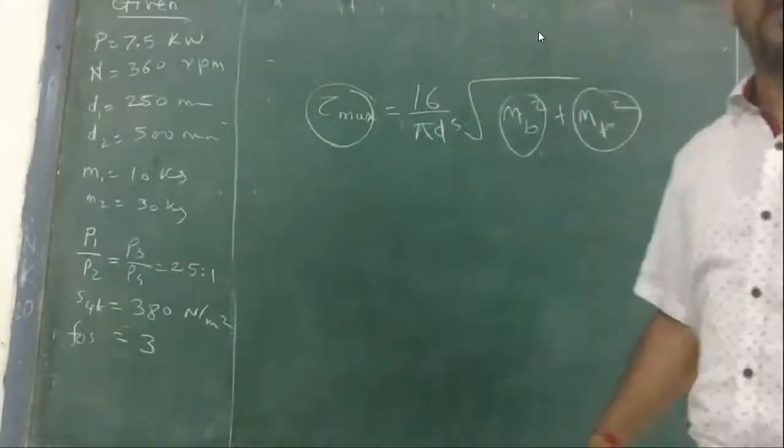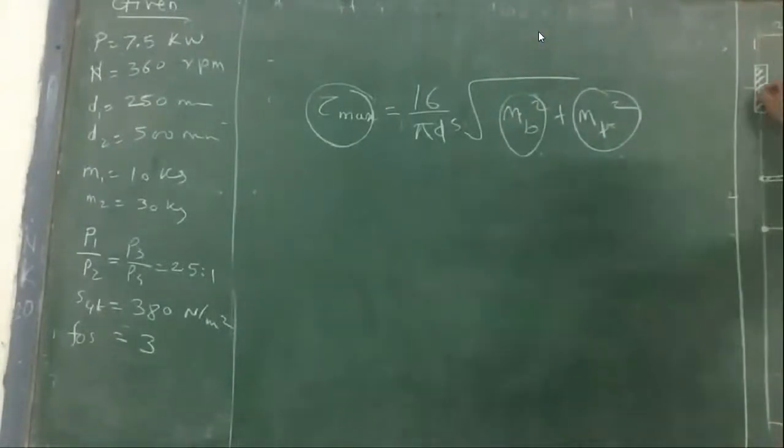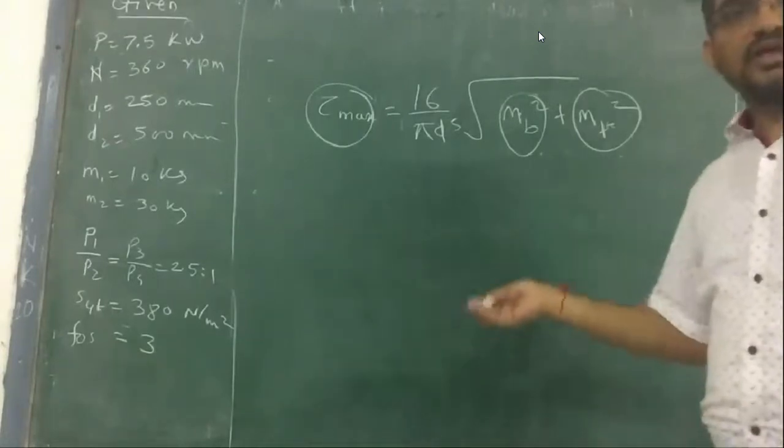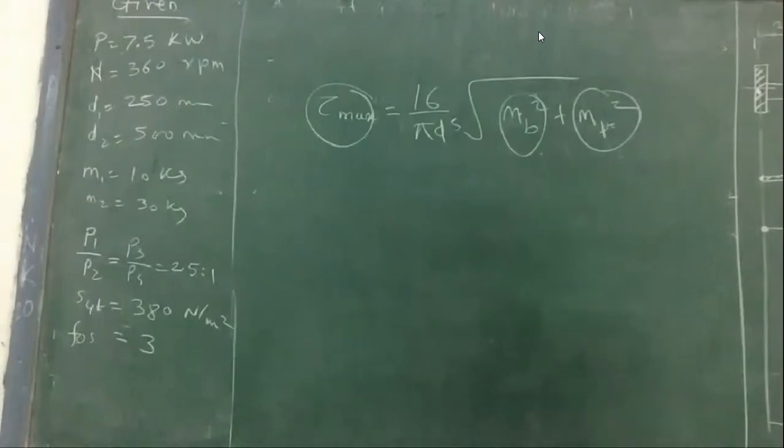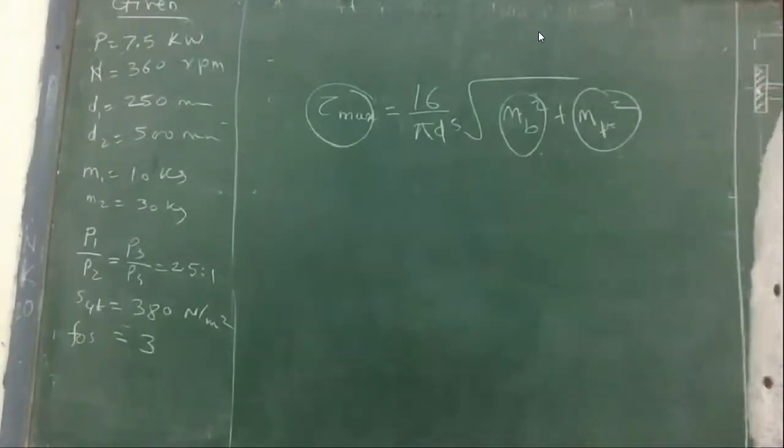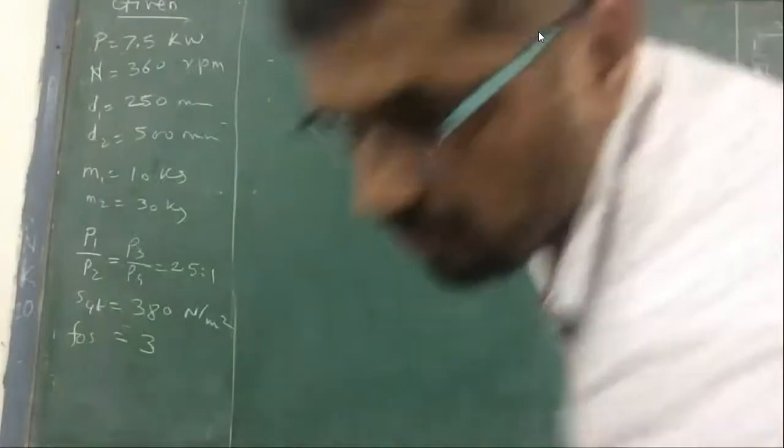We have to draw the bending moment diagram. We have to find out the bending moment at this point. At the end, the bending moment will be 0. We have to find out the bending moment at this A and B, and whichever is larger, we have to take that larger bending moment for the equation. So just now we will try to attack the problem.